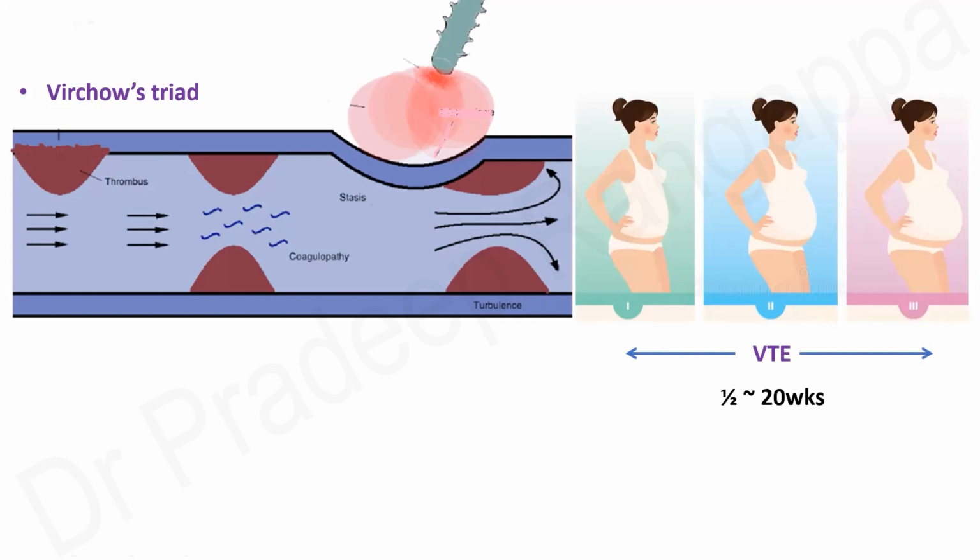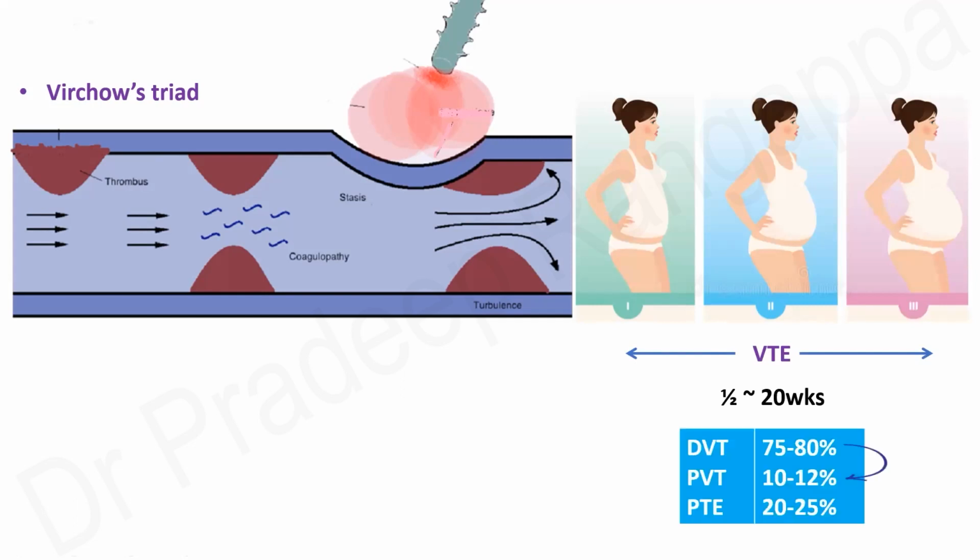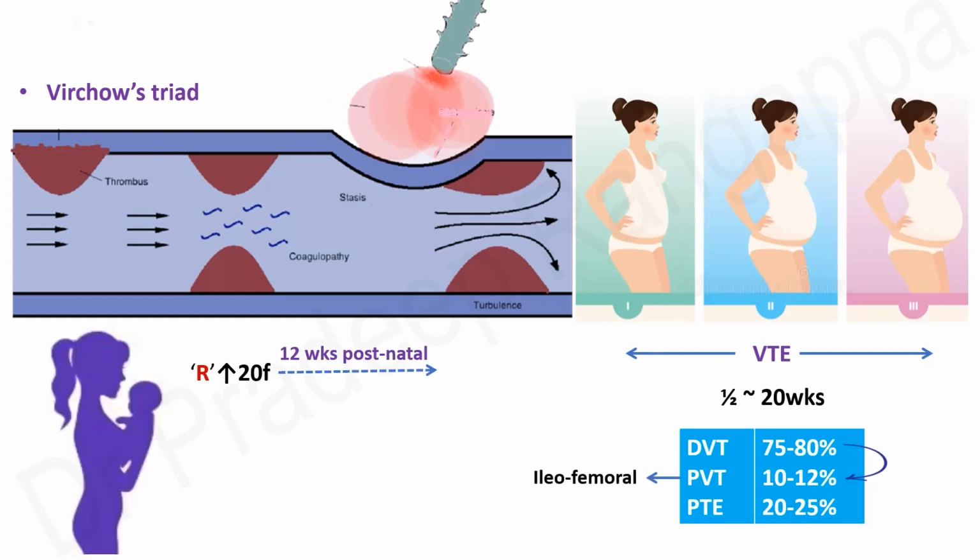And half of the patients who develop venous thromboembolism or pulmonary thromboembolism, it occurs at 20 weeks. And 75 to 80% of them tend to have a risk for developing DVT, of which 10 to 12% develop a risk for pelvic vein thrombosis, and 20 to 25% are at a risk of developing pulmonary thromboembolism. And pelvic vein thrombosis is predominantly iliofemoral.